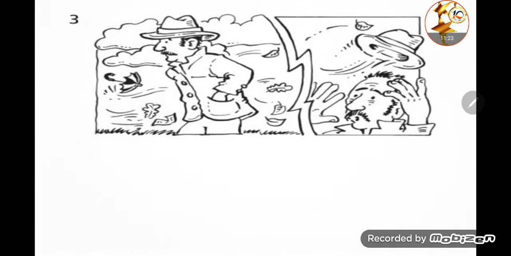Okay. Picture number 3. Here's a man. What was the man doing? He was walking. He was walking. And it was very windy. What happened to the man's hat? It flew away.